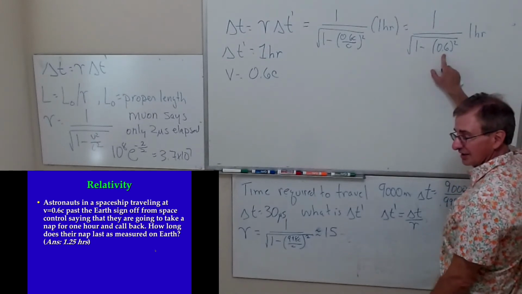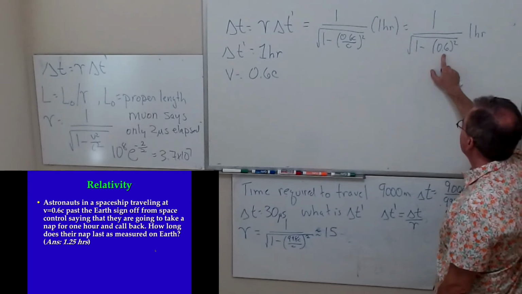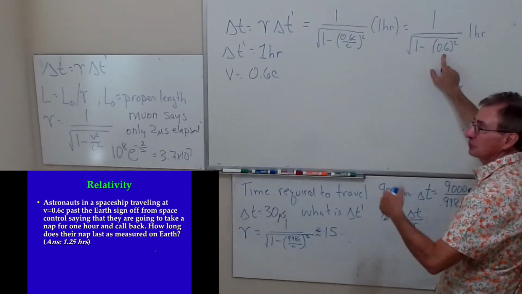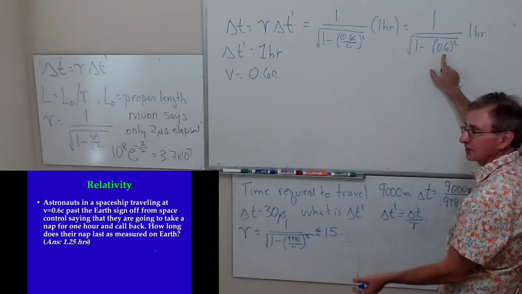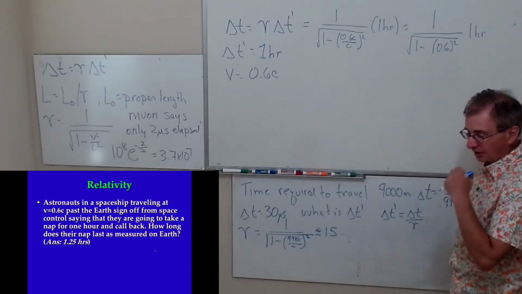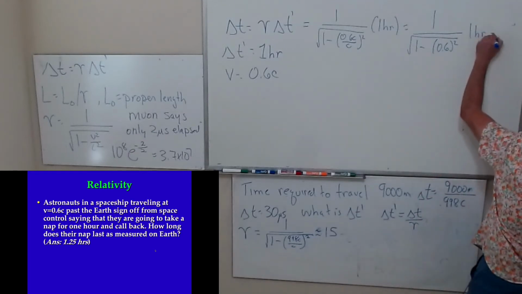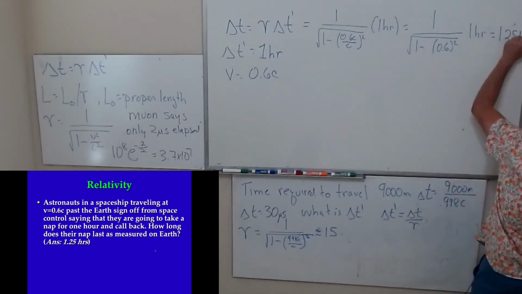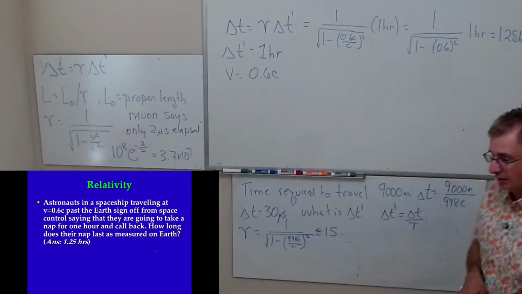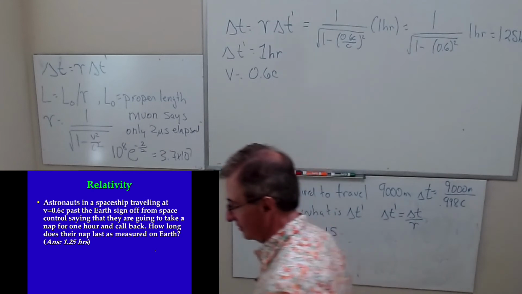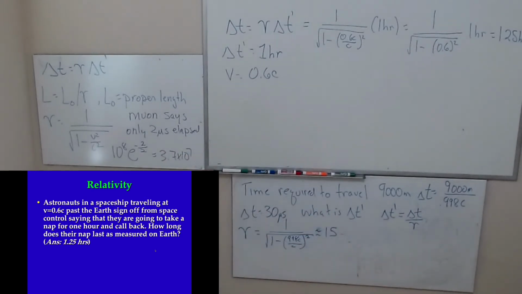So 1 minus 0.6 squared is 1 minus 0.36, which is 0.64. The square root of 0.64 is 0.8. 1 over 0.8 is the same thing as 1 over 4/5, which is 5/4. That's it. Questions on that? Remember that in our equation, the prime frame is also always moving. It's always the one that's considered moving.